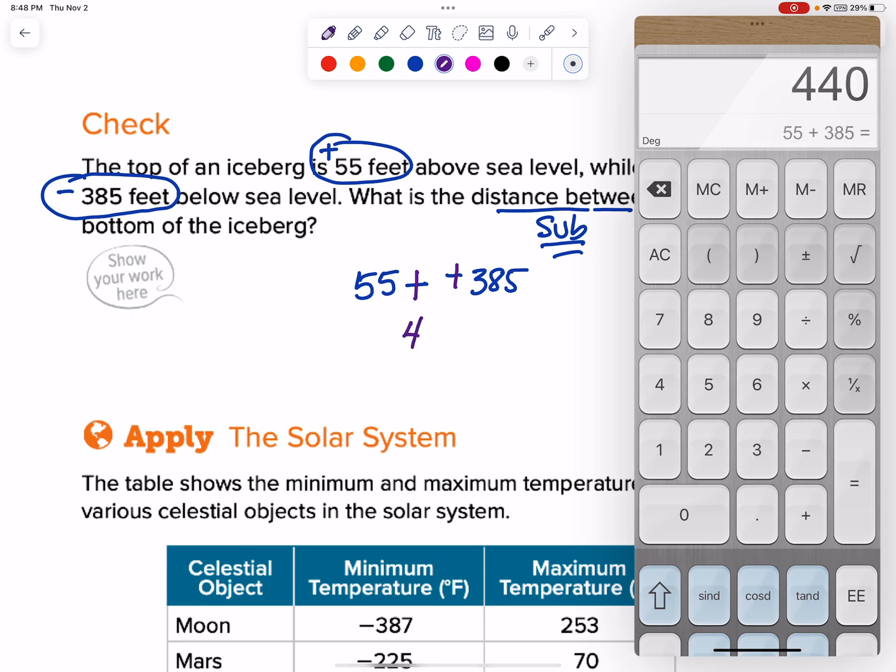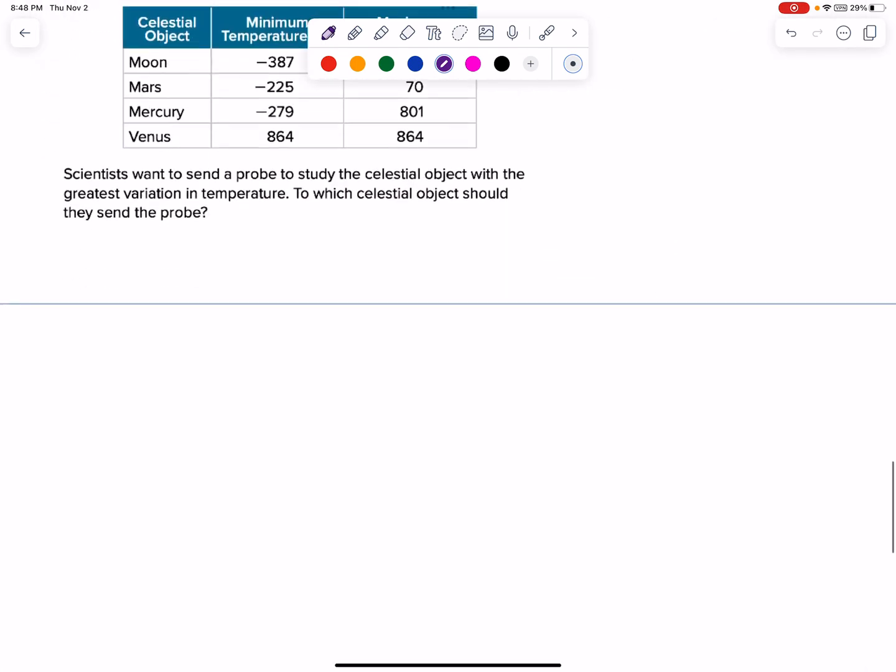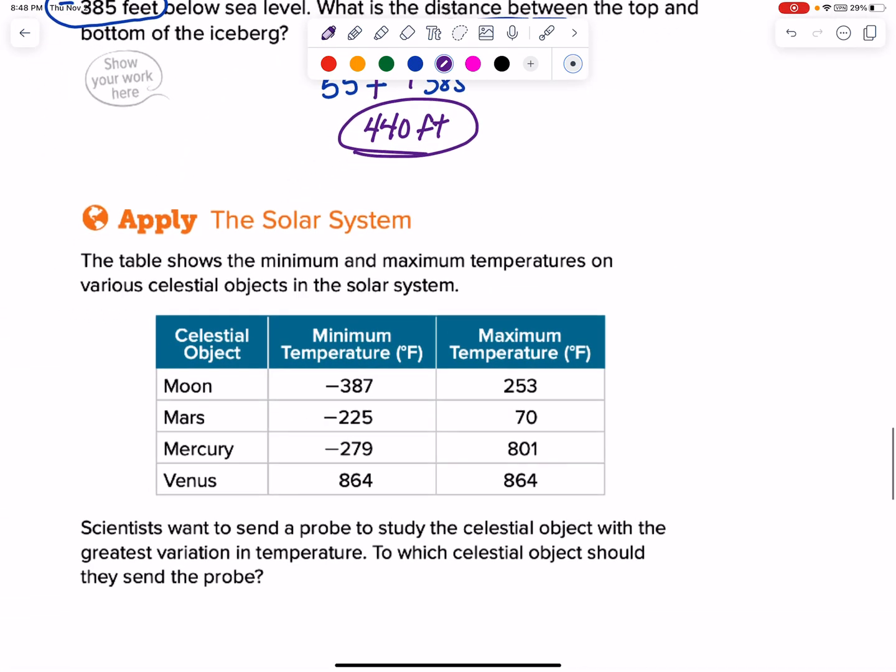And we end up with 440 feet between the top and the bottom. And there you go. All right, let's do your apply, and that's it for today's notes.